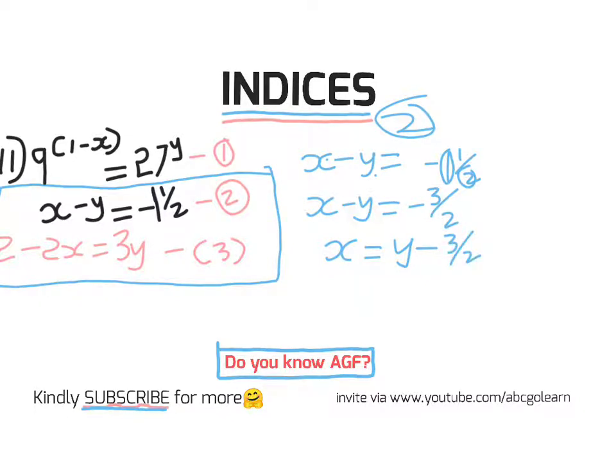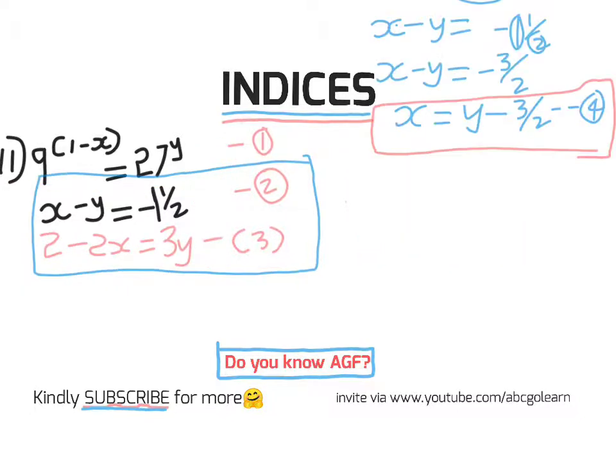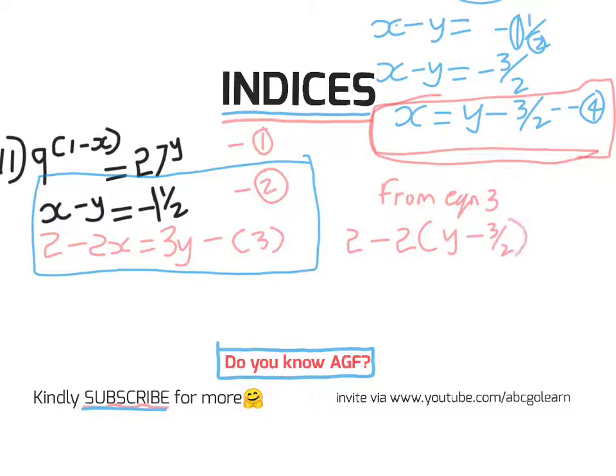So with this, I can call this equation 4. Now from equation 3, this very equation you can see here, I can write this very equation back. I would write 2 minus 2. Now let us substitute the value of this very x into equation 3. Now the value of x is equal to y minus 3 over 2 in brackets.